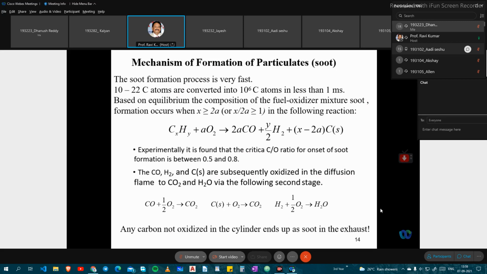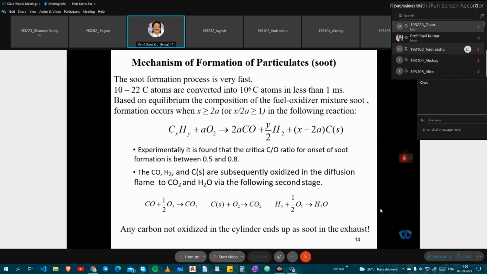In the following reaction, CxHyOz plus a O2 gives 2a CO plus y/2 H2 and (x minus 2a) carbons per second. Experimentally, it is found that the critical C/O ratio for the onset of soot formation is between 0.5 and 0.8.